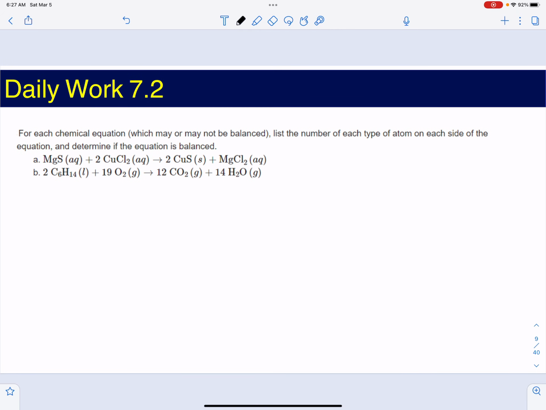So that will be your daily work. 2 reactions. Check to see if they're balanced or not. And let me know how many atoms you have of each one of them.